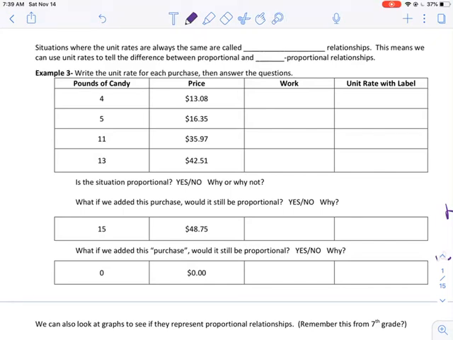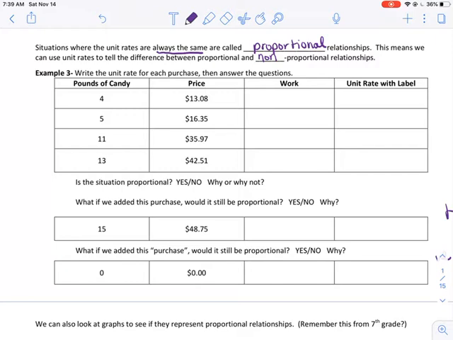Today we are going to learn how to tell if a relationship is proportional by looking at a table and also by looking at a graph. Situations where the unit rates are always the same are called proportional relationships. This means we can use unit rates to tell the difference between proportional and non-proportional relationships.